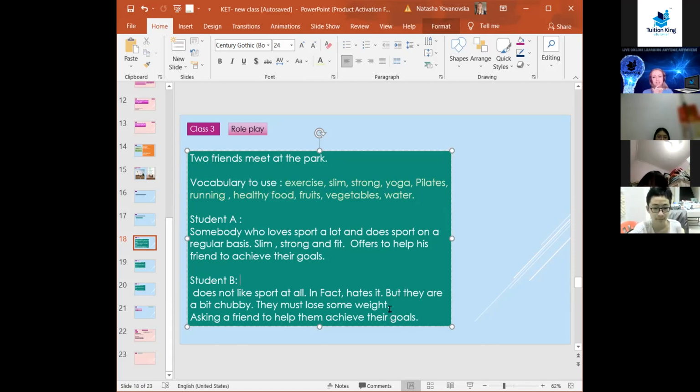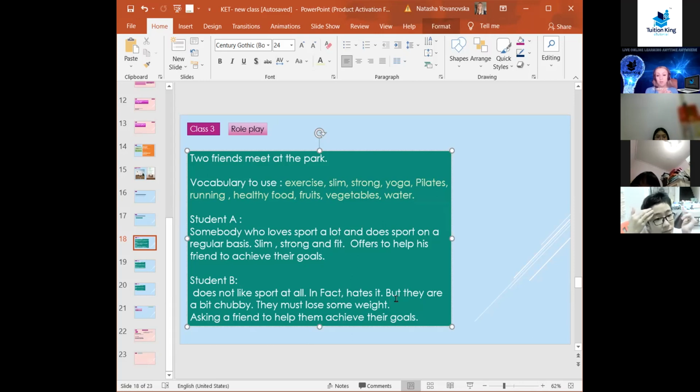What does chubby mean? Chubby. You don't know? Chubby is someone who is not fat, but is kind of going to be fat in the future. Like they have cheeks and they have some meat on their body. We call them chubby. So this person must lose some weight. So also, they're going to ask a friend to help them achieve their goals.